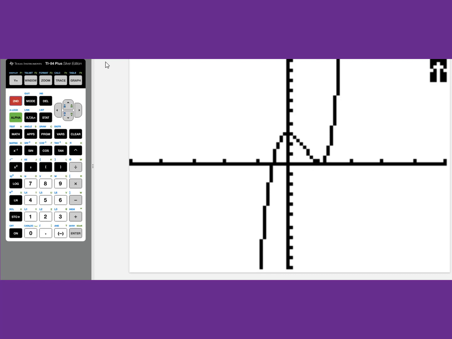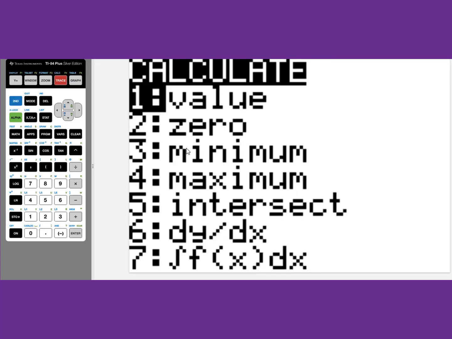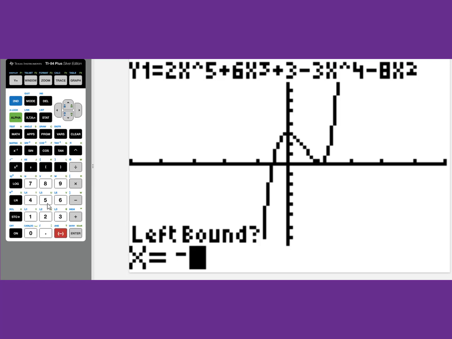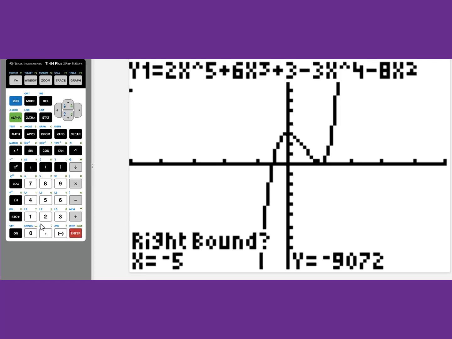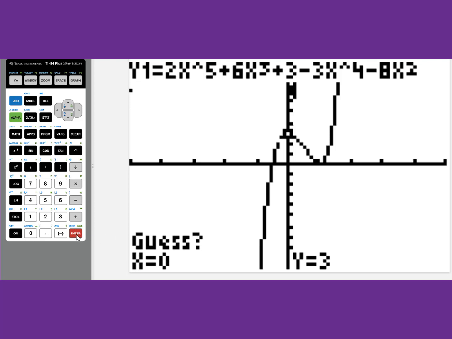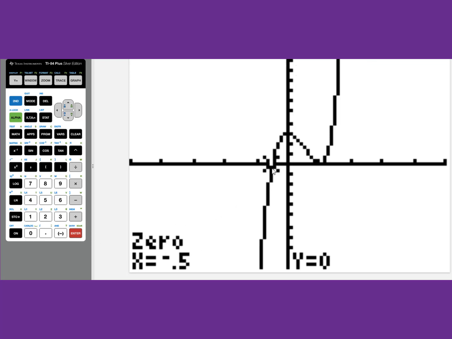We got to do second trace 2. When we look for this 0, very left 0, we do left bound, we can put the -5, enter. Then 0, enter, that will be the right bound. Then enter again, we got a rational solution that is -0.5.